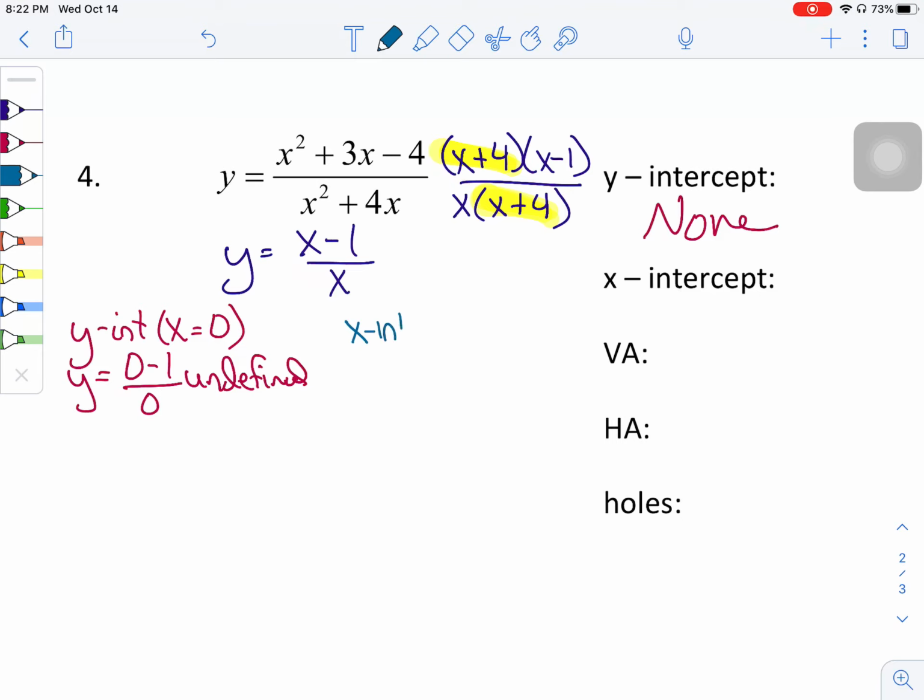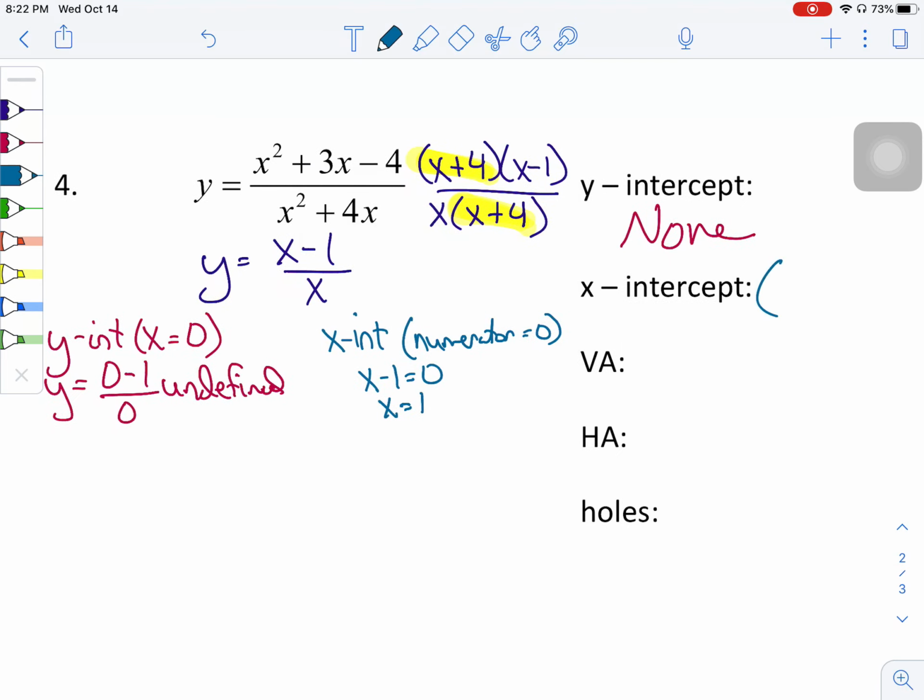X-intercept, I am going to make the numerator equal to 0. So x minus 1 equals 0, which means x is equal to 1. So my x-intercept is (1, 0). Vertical asymptote, I'm going to set the denominator equal to 0, so x is equal to 0. There's nothing to solve there. It's done for us. So x is equal to 0.